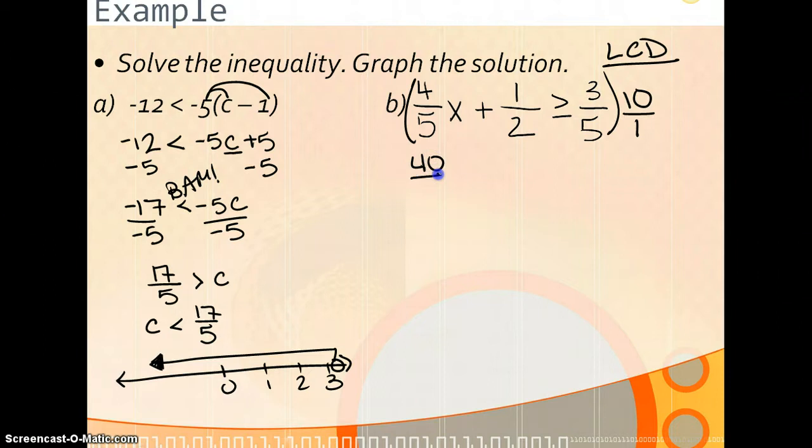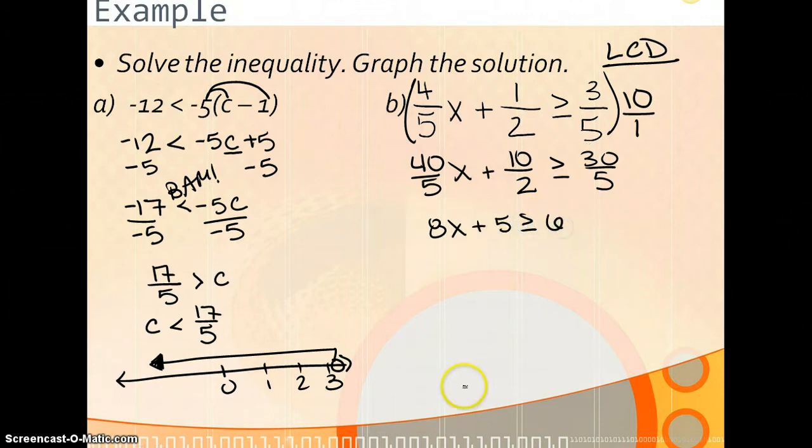That's going to give you 40 over 5 times x plus 10 divided by 2 is greater than or equal to 30 over 5. So you'll notice that the 10 only multiplies to the numerator, not to the denominator, because multiplication of fractions is straight across the numerators and straight across the denominators. So simplify from here. 5 goes into 40 8 times, 2 goes into 10 5, and 5 goes into 30 6. And then solve like we normally would, underline the x.